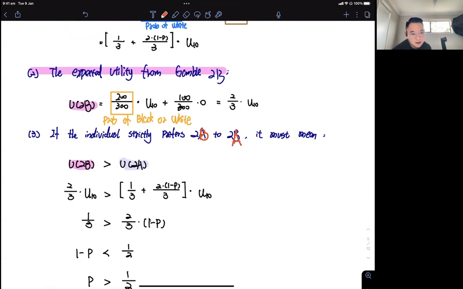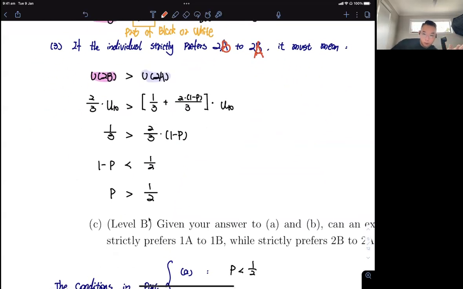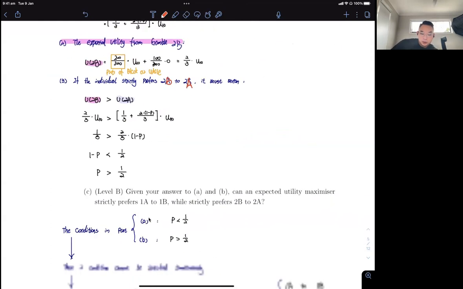This will be U2B greater than U2A. Because we have calculated U2B and U2A, we know this is 2 over 3 U10 greater than 1 plus 2 times 1 over P, 1 minus P over 3 times U10. That is, if we get rid of U10 and get rid of 3, this will be 1 over 3 greater than 2 over 3 times 1 minus P. So we know this will be 1 minus P smaller than 1 over 2, or P greater than 1 over 2. Okay, that's question B.